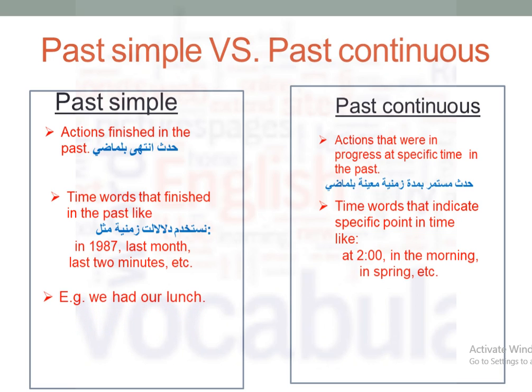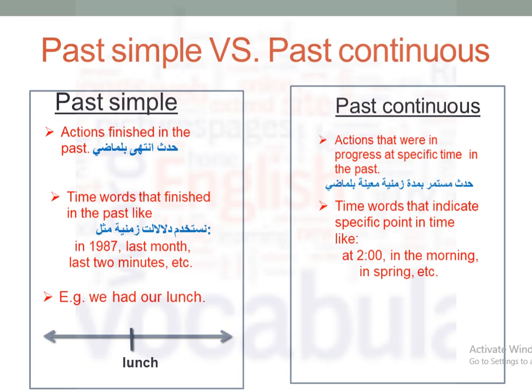For example, with past simple, we had our lunch. This is the timeline, right? This is the lunch here. So we had our lunch. It means we finished our lunch. We finished, and that's all. So now maybe we're having a nap, or we're calling someone else. So we had our lunch. It means that we had it and it's finished.